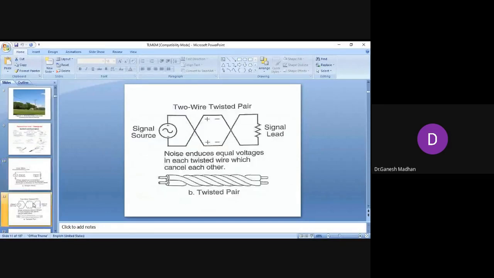So a twisted pair. Normally this twisted pair is used for your electrical gadgets, for connecting your mains power to the tube lights or fan or any electrical gadget. So the circuit is given in the top, and then its physical realization is what is given in the bottom.